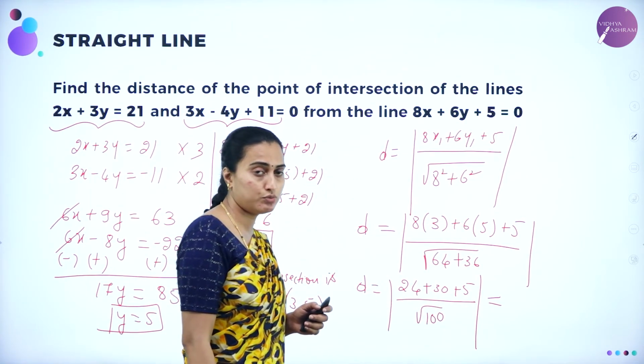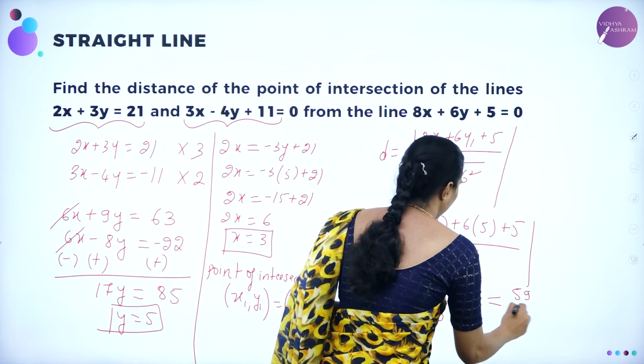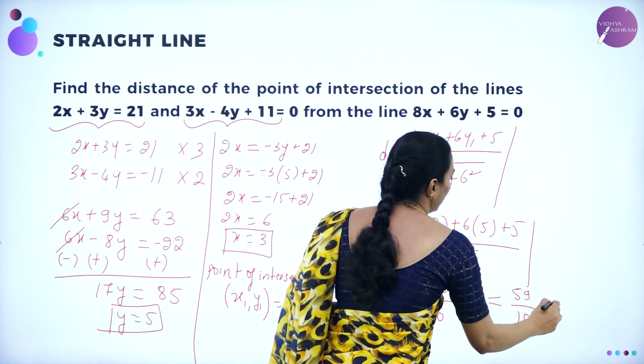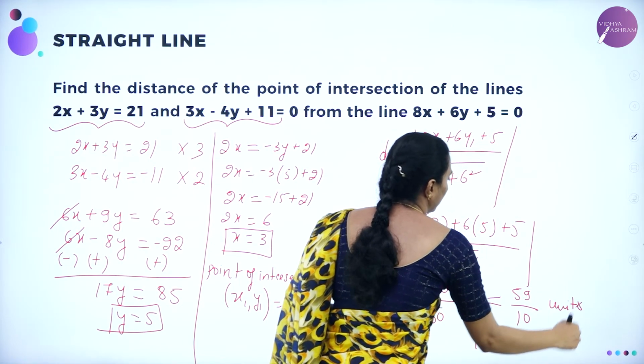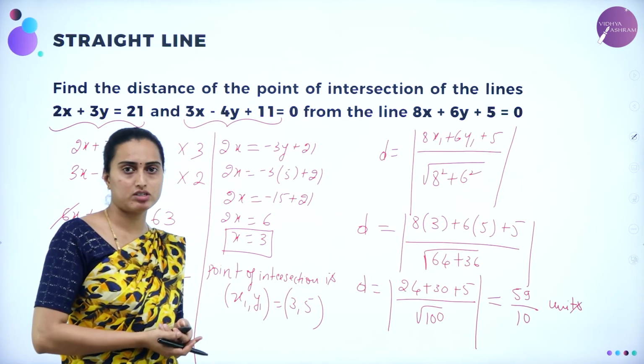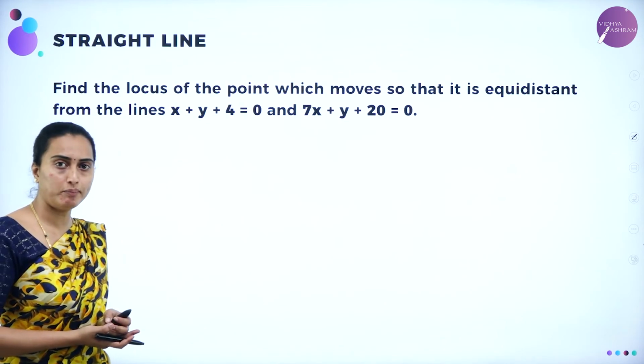Therefore, you can get this one. 30 plus 24 is 54. 54 plus 5 is 59. 59 divided by square root of 100 is 10, which is 59 by 10 units. Isn't it? Otherwise, you can take it as 5.9 units. Okay? I hope you got this one. We'll move on to the next problem, dears.